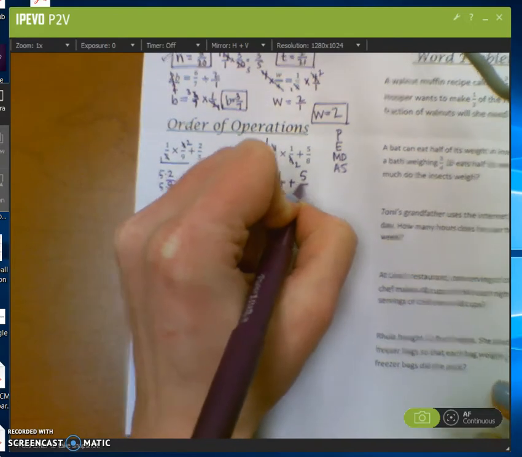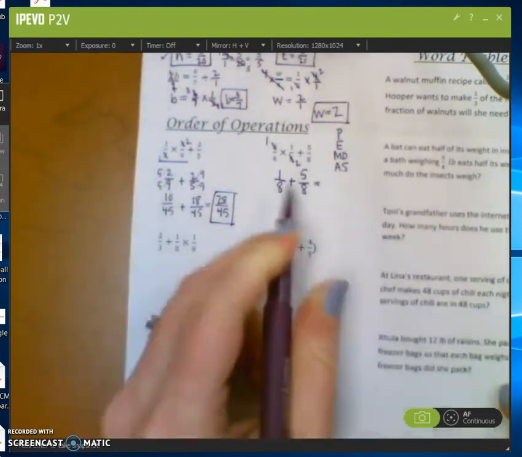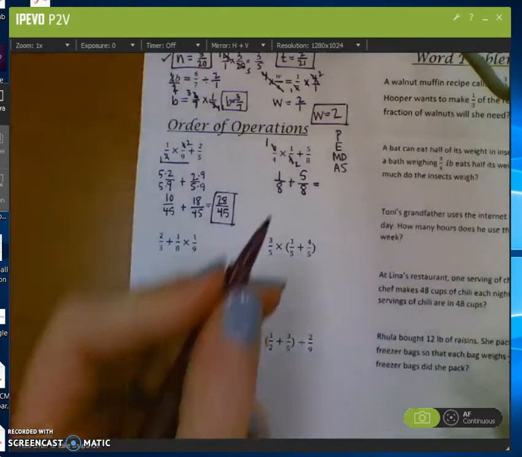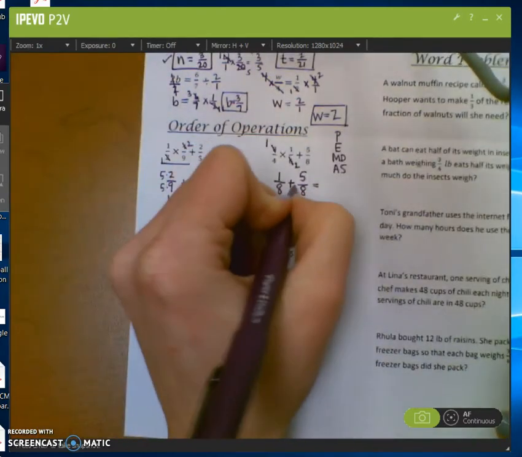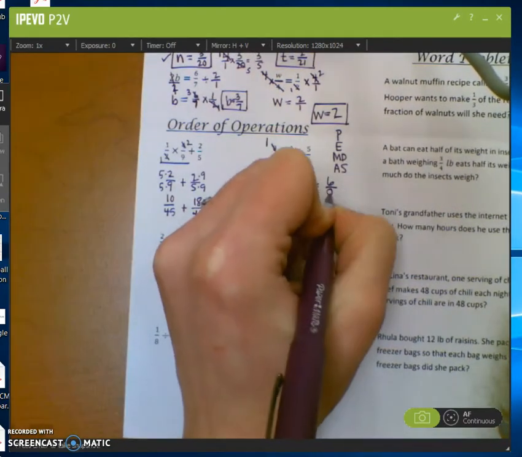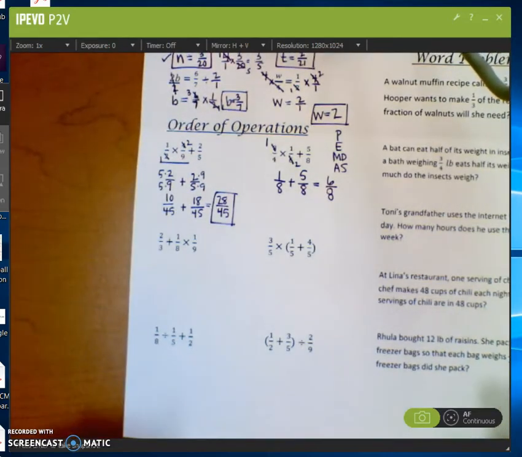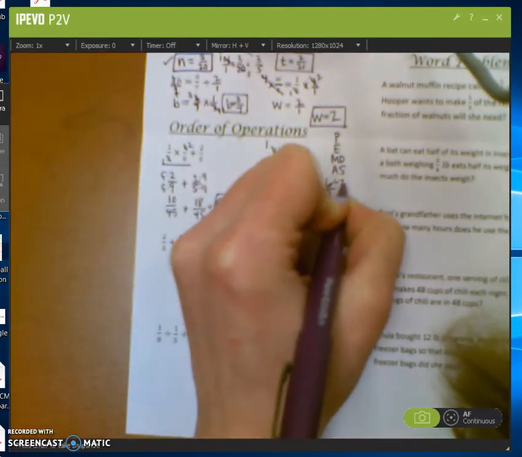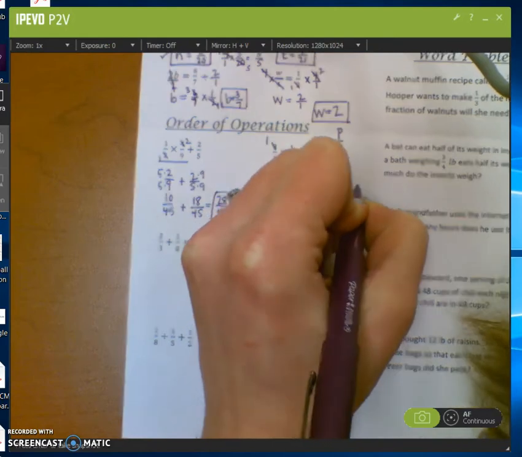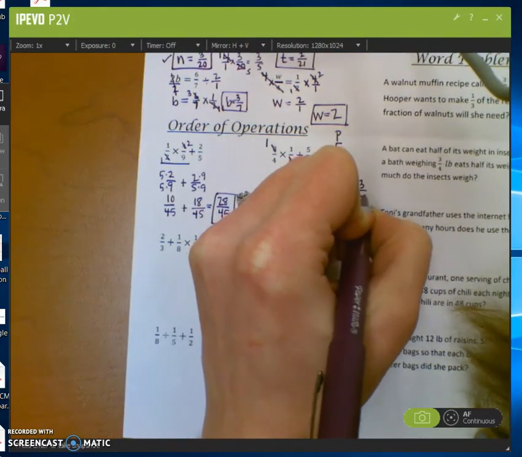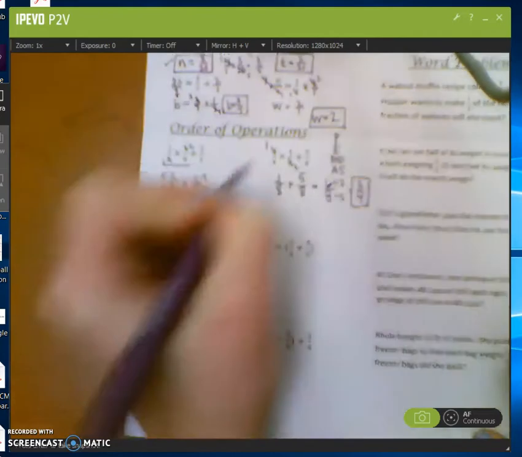Then I'm going to add 5/8. Thankfully, they have the same denominator already, so I'm going to add 1/8 plus 5/8, so 1 plus 5 is 6. Keep my denominator. When I do that, I still have to simplify because they have a common factor of 2, and when I do that, my final answer ends up being 3/4 for this second example.